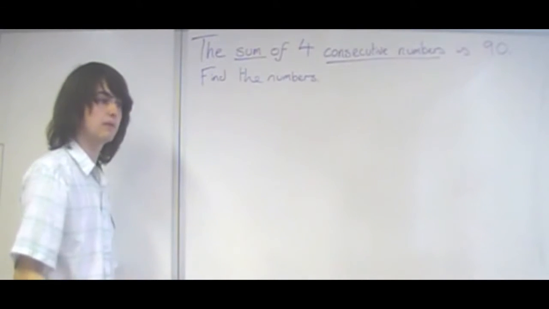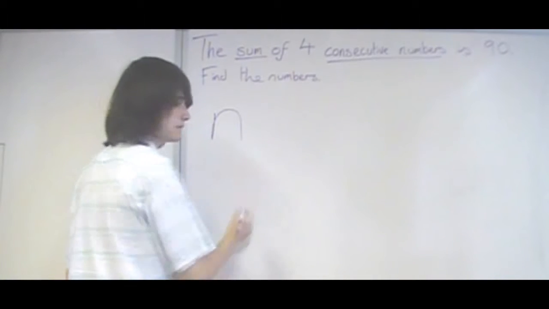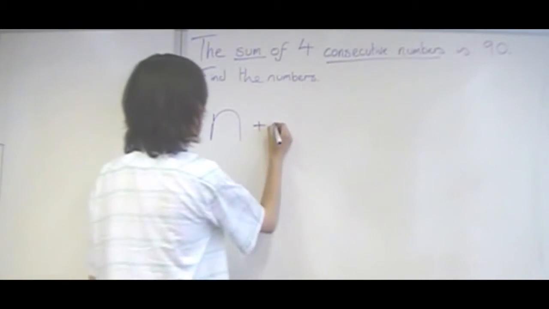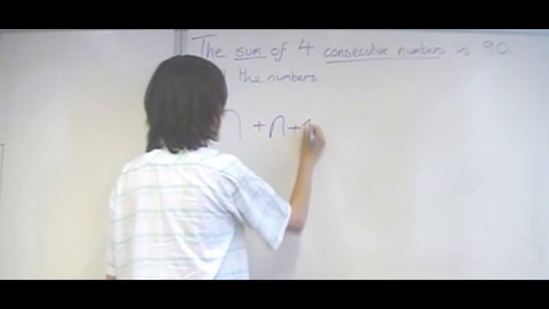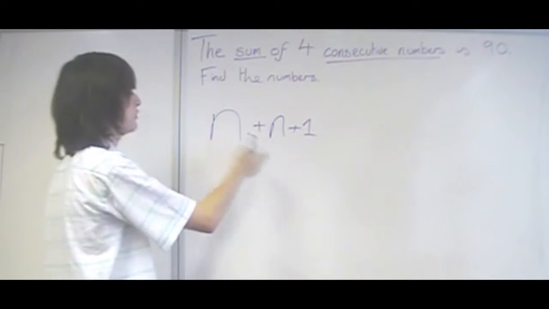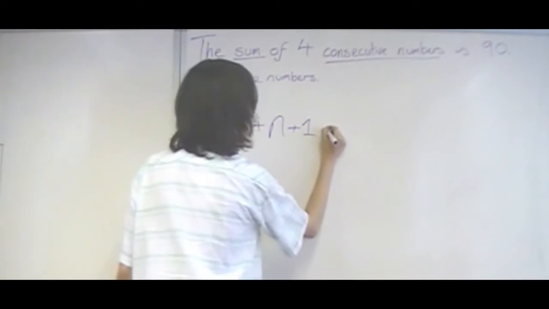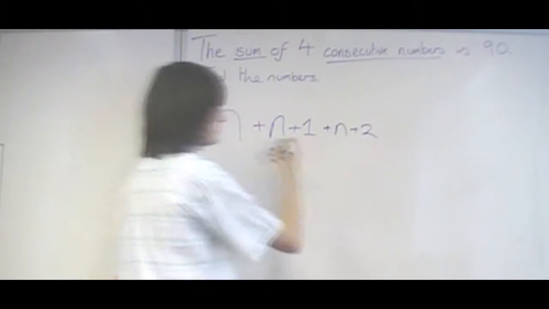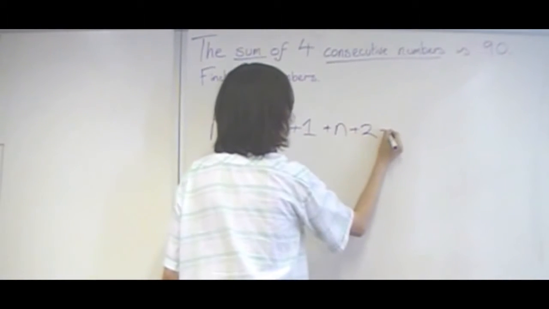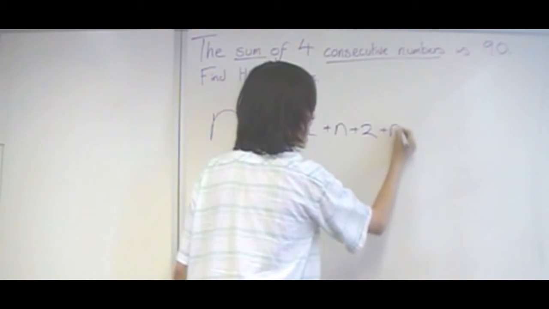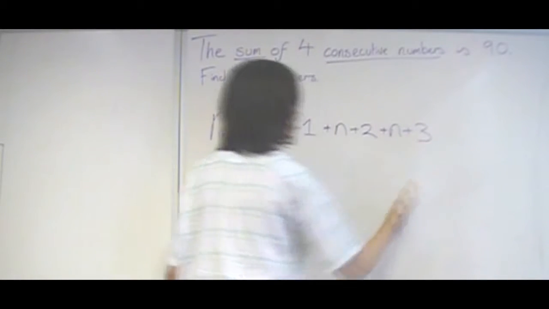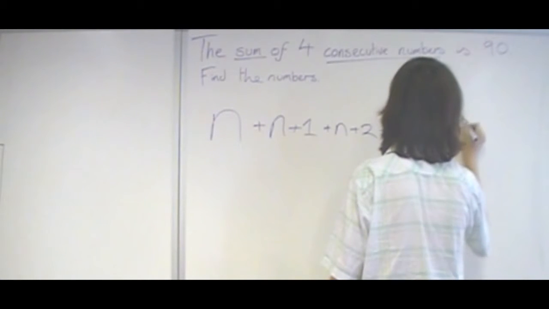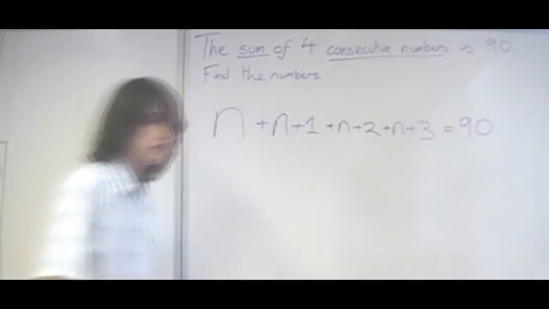So our first number can be expressed as n. Our second number can be expressed as n plus 1, because it's the whole number after n. Our third number can be expressed as n plus 2, because it's the number 2 numbers after n. And our fourth number can be expressed as n plus 3. And all of these numbers added together will give us 90.